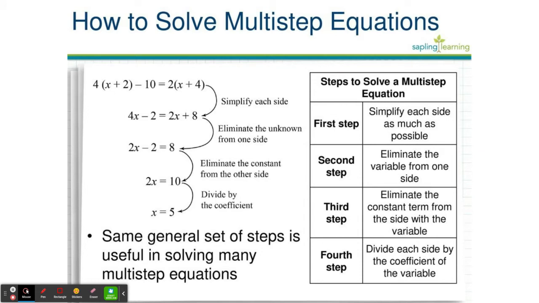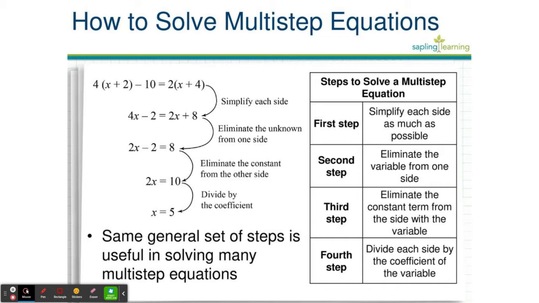When solving, you're going to want to follow the steps in the chart on the right. The first step is to simplify each side as much as possible. This can include distributing and combining like terms. The second step is to eliminate the variable from one side. There might be letters on both sides of the equation. Eliminating letters from one side will allow us to move forward.